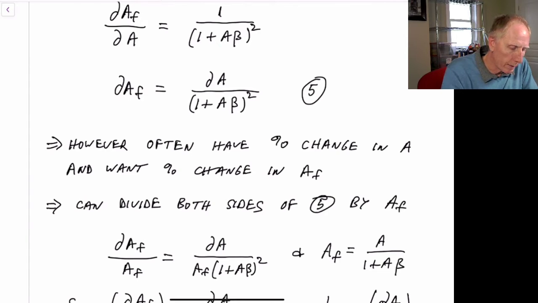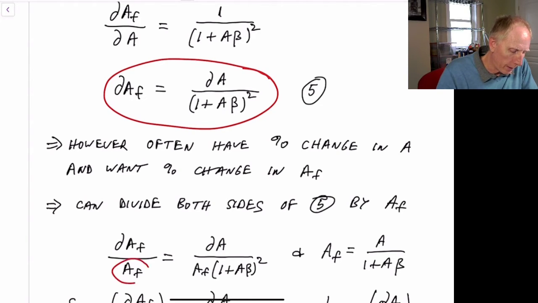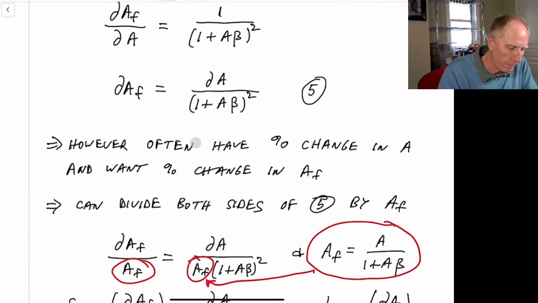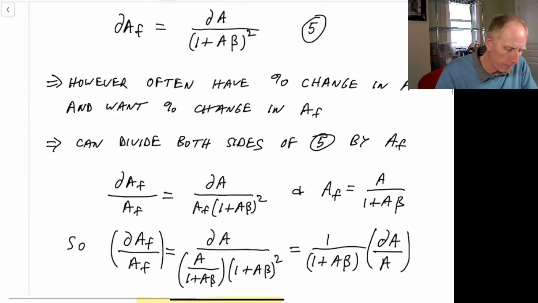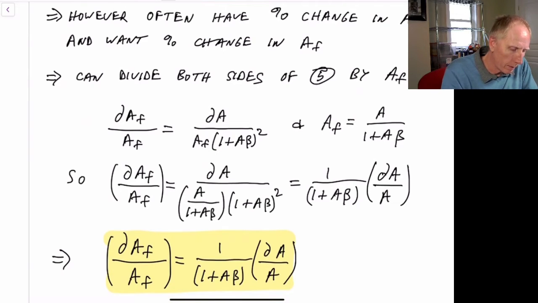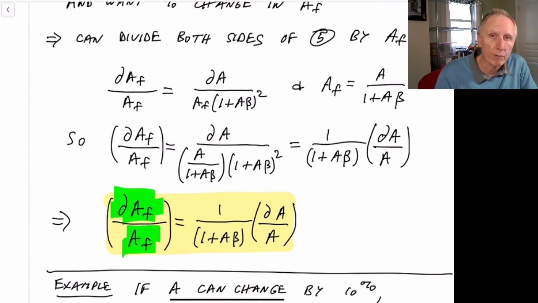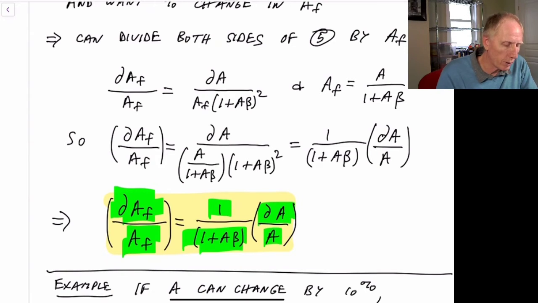So this is just taking this part here, divide both sides by A sub f. But we also have that A sub f is equal to this, equal to A divided by 1 plus A beta. And substitute that in for this side over here. If we do that, we end up that the derivative of A sub f with respect to A_f, so divided by A_f. So in other words, delta A_f divided by A_f, which is a percentage change, will equal 1 over 1 plus A beta times the delta A divided by A, so the percentage change in A.